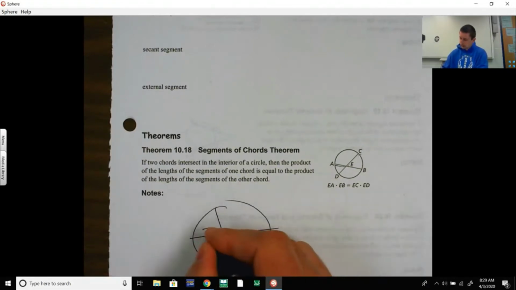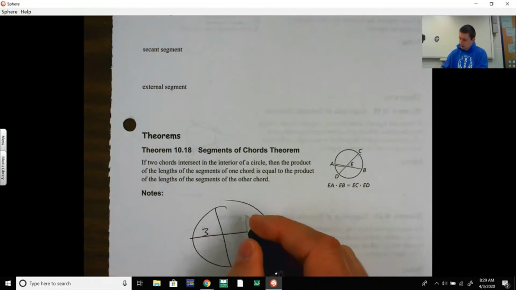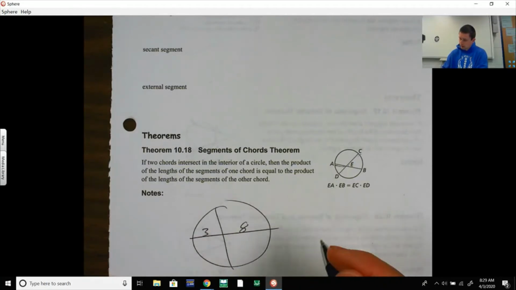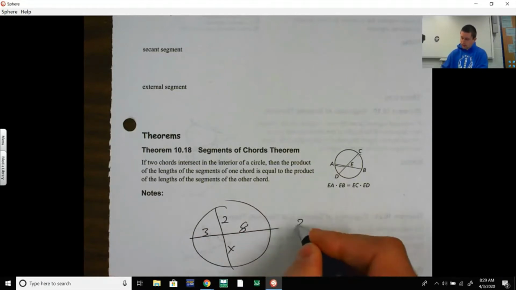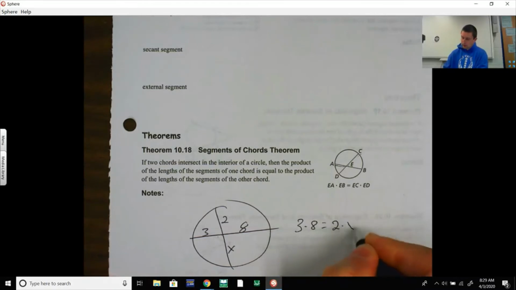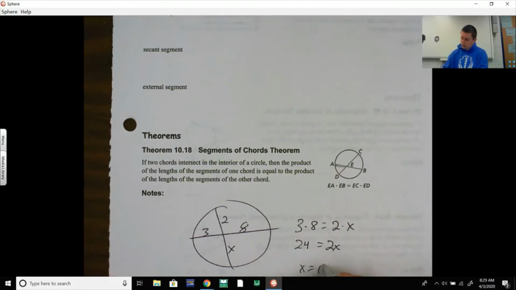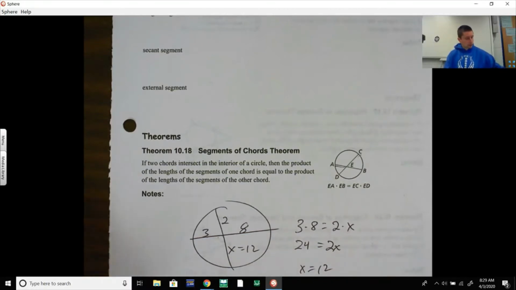So we get two chords. Let's say this is 3, this is 8. Let's make this one 2 and this one's X. So here are your two chords. 3 times 8 has to equal 2 times X. So 24 equals 2X, so X has to equal 12. So this one's 12. Okay? So that's chords.